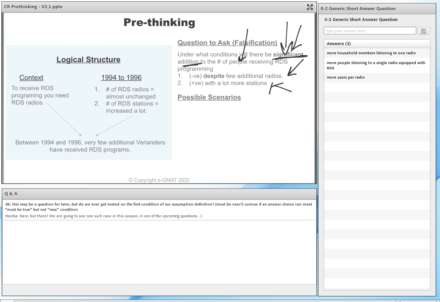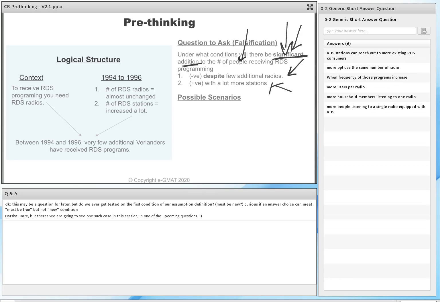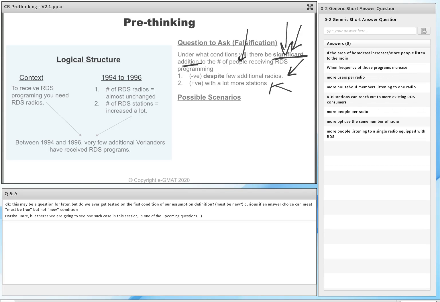More people listening to a single radio. Absolutely correct. More users per radio. What else? RDS stations can reach out to more existing RDS radios. So you add more stations, you increase the coverage, then you reach out to people who were not covered earlier. Okay. All right.